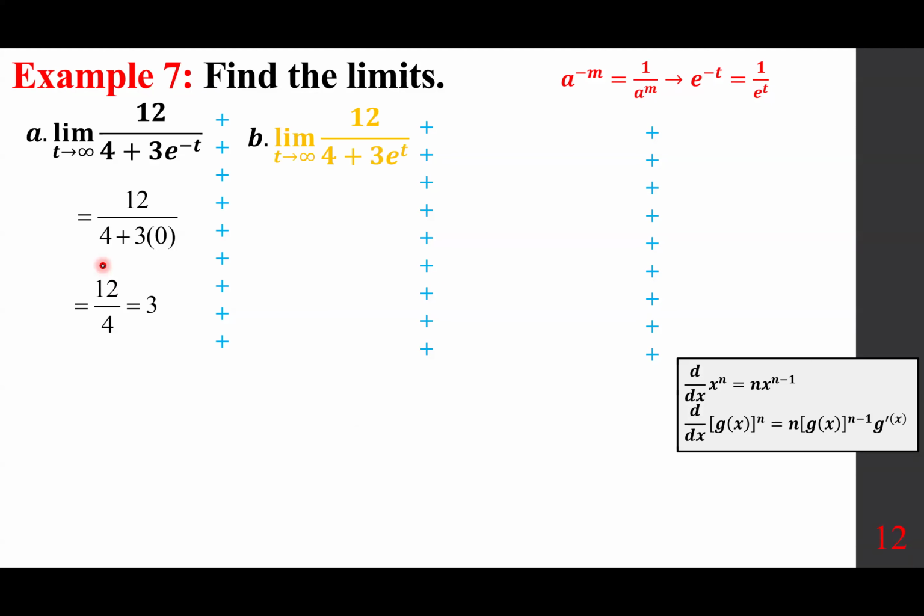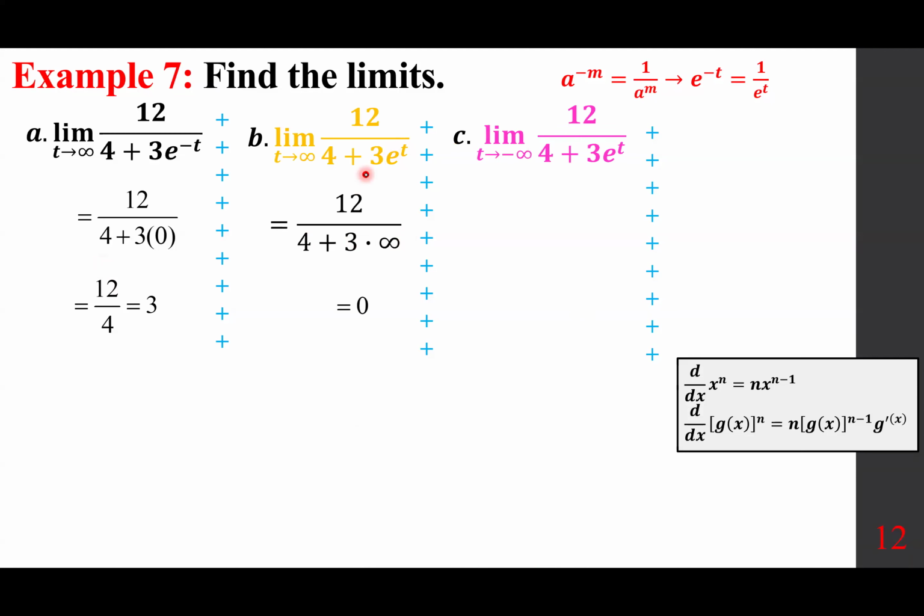But in this case, because e is to the power of t, when you plug in, e to the power of infinity is infinity. 3 times infinity is infinity, plus 4 infinity makes no difference. Any number over infinity is 0. Or for that matter, any number over negative infinity is 0.